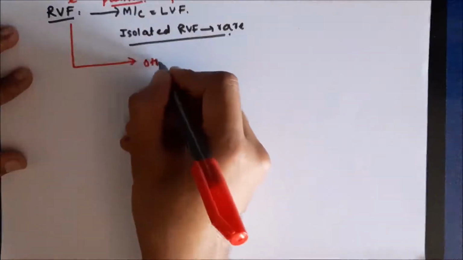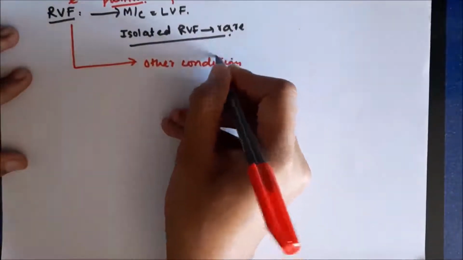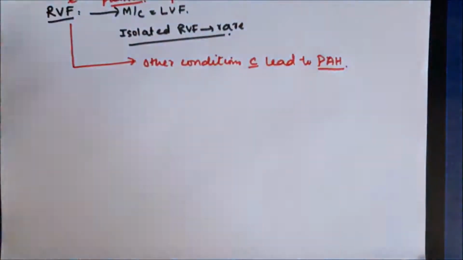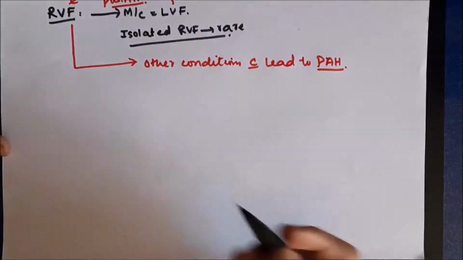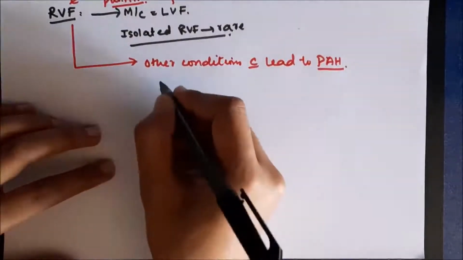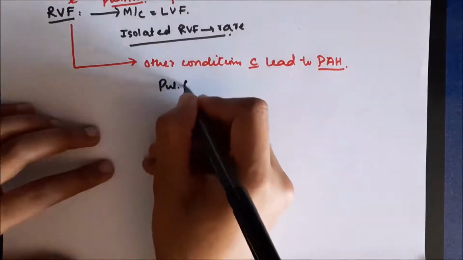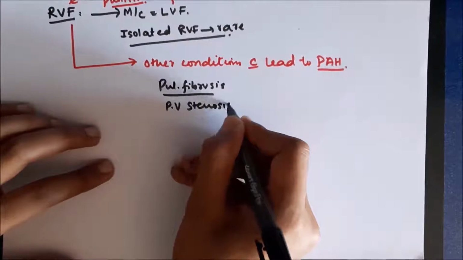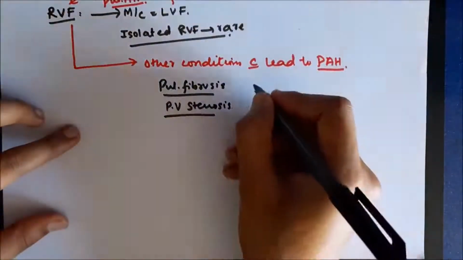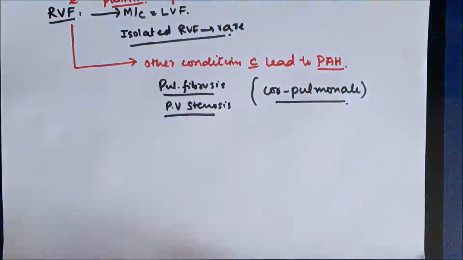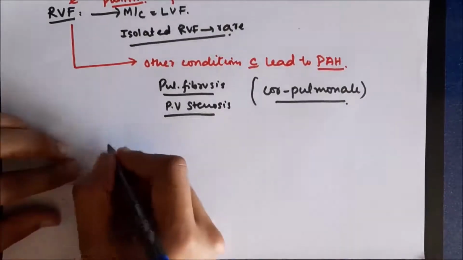Now, right ventricular failure can also occur in conditions other than left ventricular failure which cause pulmonary hypertension. So if some condition causes pulmonary artery hypertension, that can also result in right ventricular failure. These conditions include pulmonary fibrosis, which can lead to pulmonary artery hypertension, and pulmonary valve stenosis, etc. So these conditions result in right ventricular failure, and right ventricular failure caused by reasons other than left ventricular failure is called cor pulmonale.